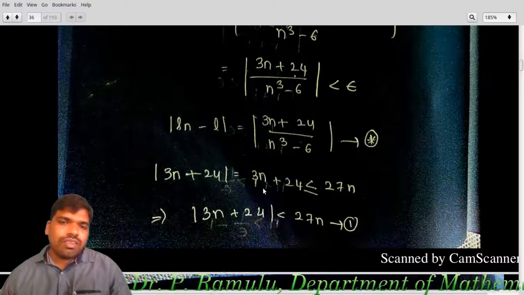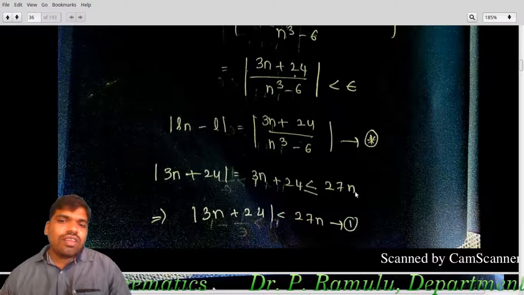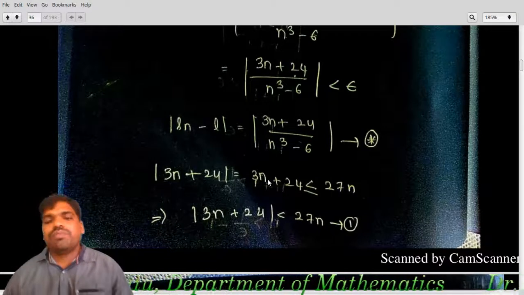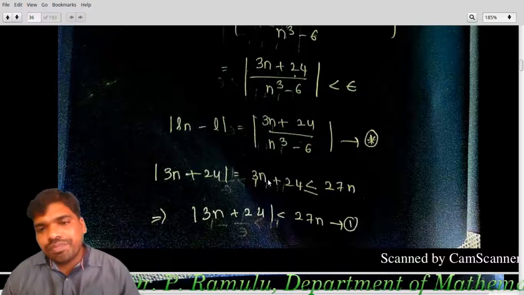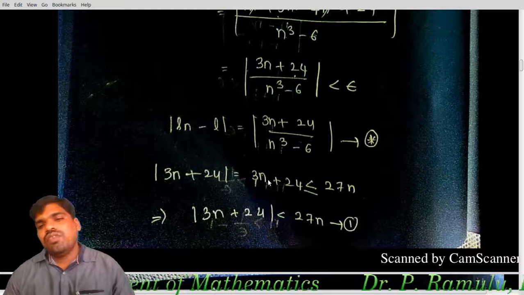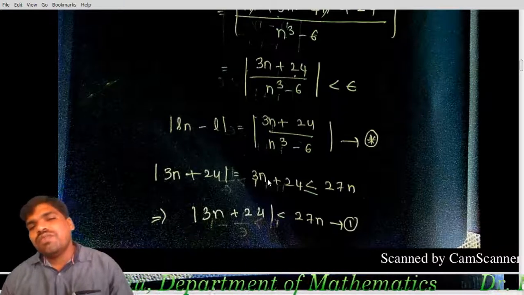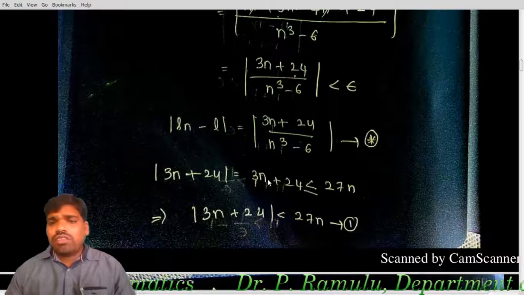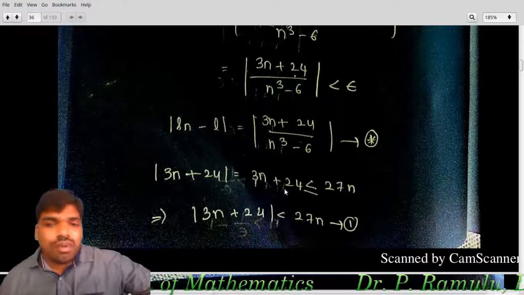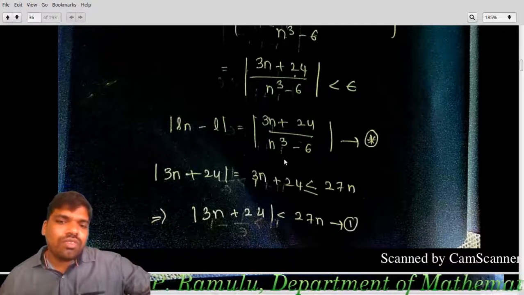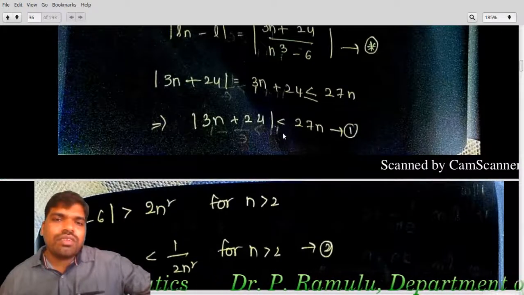I write 3n plus 24 as less than or equal to 27n. You can observe this: if n equals 1, substitute n equal to 1, we get 3 plus 24, which is 27. So by this idea, adding 3 and 24, I take 3n plus 24 to be less than 27n.